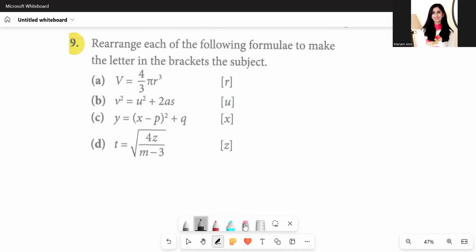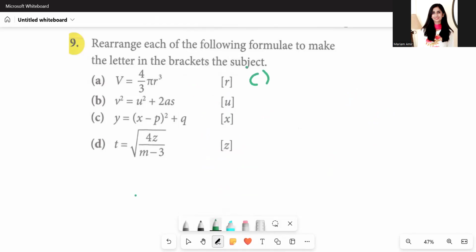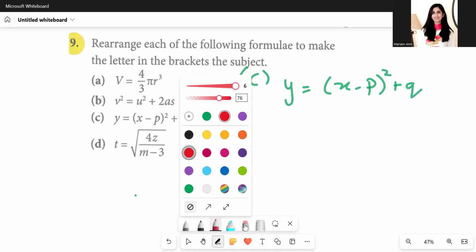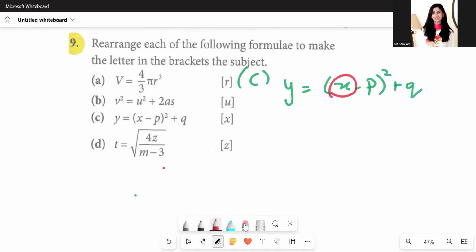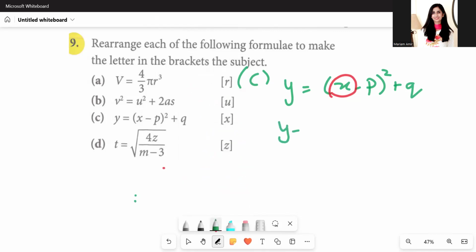All right, part C. We have to make x the subject, which is inside a square. How do we get this x alone? First, move q to the other side. It will become minus q. So y minus q equals x minus p whole squared.